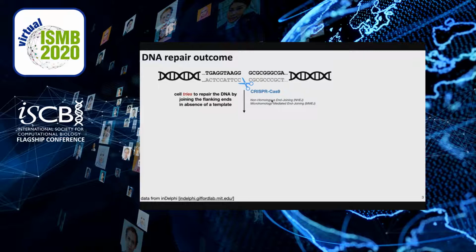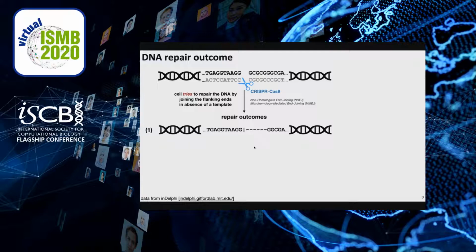In this talk, we focus on non-homologous end joining and microhomology-mediated end joining, two repair mechanisms that repair the DNA in absence of a template sequence. These mechanisms have much higher edit efficiency compared to homology-directed repairs. However, their outcome is less deterministic. So as a result of the break, some short insertions and deletions happen in the vicinity of the cut site.